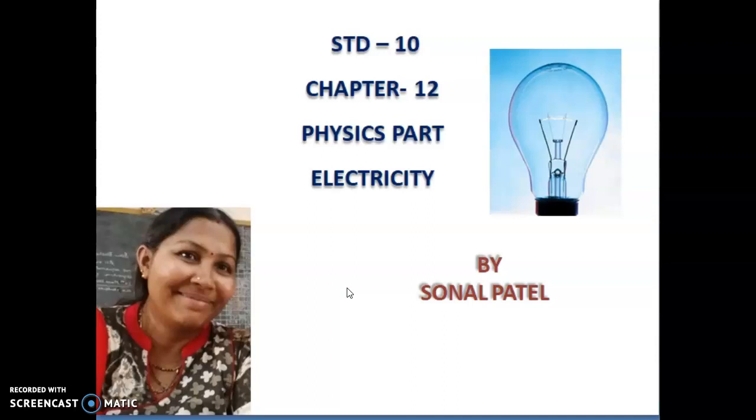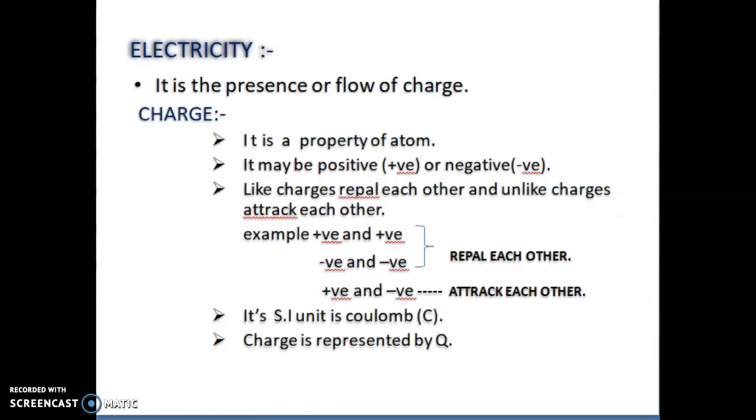In this chapter, we will discuss electric potential, electric current, electric power, and the heating effect of the electric current. In order to understand electricity, we should first know something about electric charge. Electricity is the flow of charge. Charge is a property of an atom.